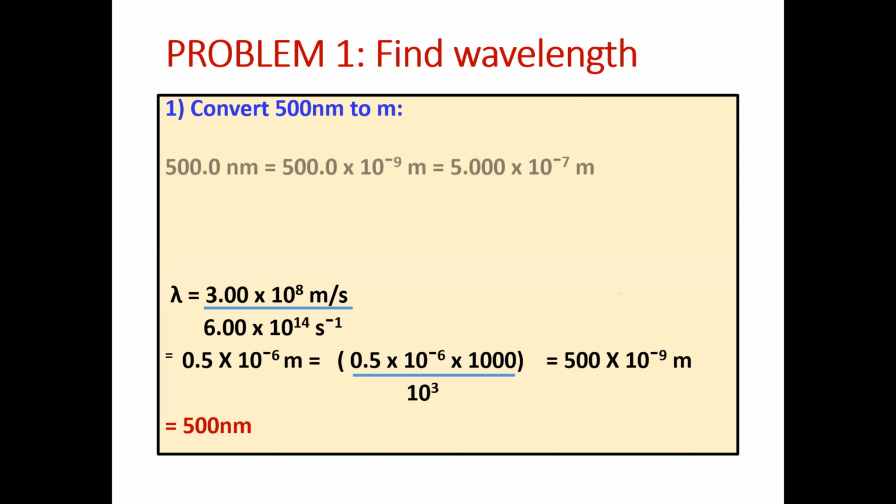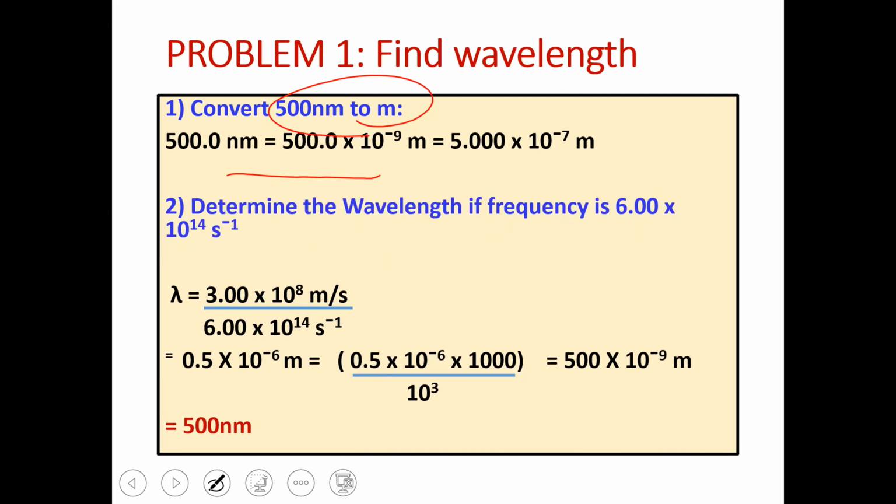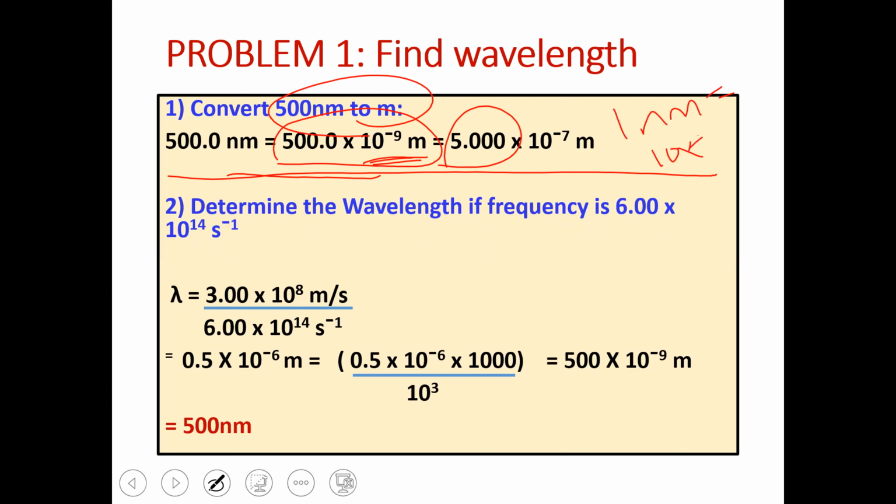So, find wavelength. The first question is how to convert 500 nanometers to meters. For this question, the student should know what 1 nanometer is in terms of meters. You can recall my lecture before, where I stated that 1 nanometer is equal to 10 to the power of minus 9 meters. So 500 into 10 to the power of minus 9 meters. Just changing the decimals, it becomes 5 into 10 to the power of minus 7 meters. So this is one question. You can convert nanometers to meters, provided you know that 1 nanometer is equal to 10 to the power of minus 9 meters.